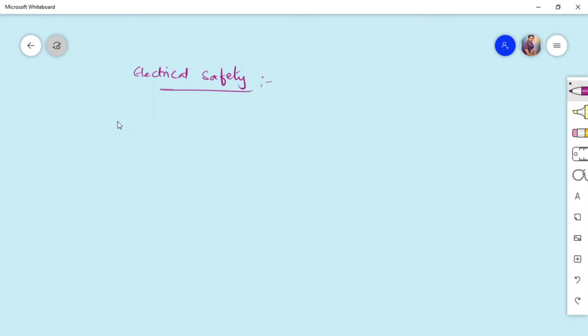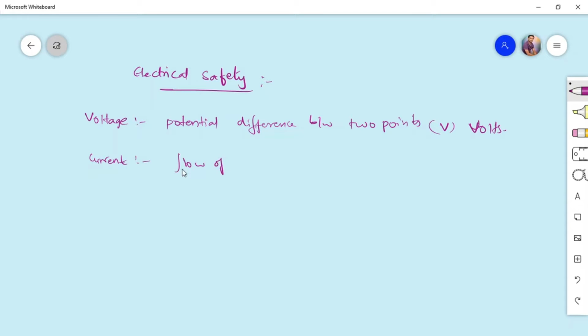In electricity we talk about two terms, which are voltage and current. Voltage is the potential difference between any two points. It is represented as V, and the unit is volts. Similarly, current is nothing but the flow of electrons. Current is represented by I, and its unit is amps.